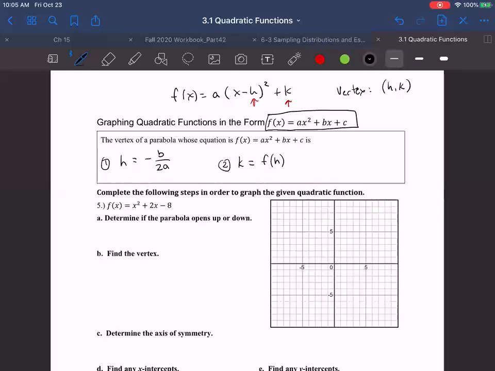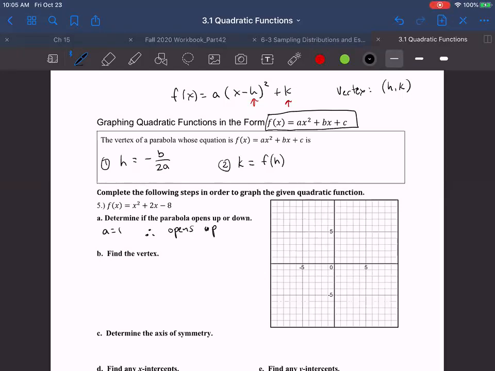So we look at this. Part A says, determine if the parabola opens up or down. For our function here, x squared plus 2x minus 8, we have a equals 1. Therefore, this parabola opens up. It opens upward because a is 1.